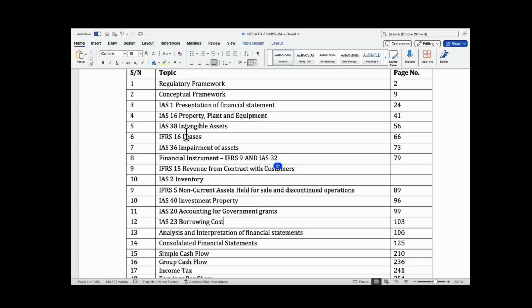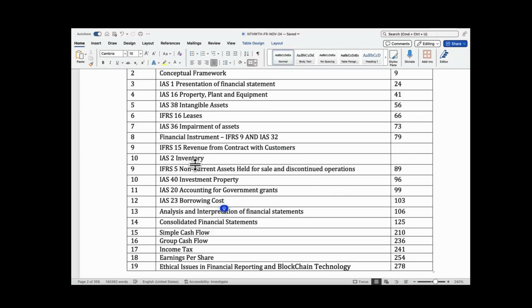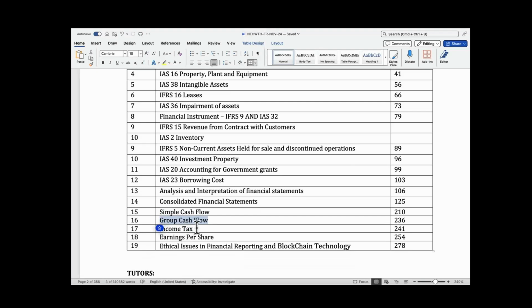My other colleagues will be taking you through IS12 on income tax, IS37 on provisions, IS10 on events after the reporting date, and also consolidated financial statements. Continuing from what I've mentioned, I will also take you through analysis and interpretation of financial statements. My other colleague will take you through consolidated financial statements. It will take you through cash flow, but we won't take that at this level. We'll take you through income tax, EPS, while I'll also take you through ethical issues in financial reporting and blockchain technology.